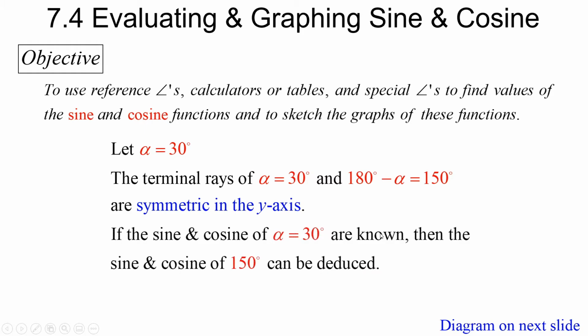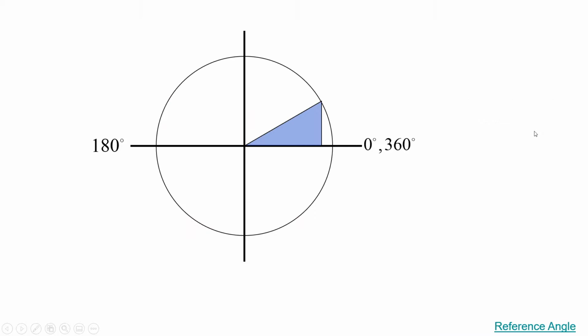Anyway, here's where we're going. If the sine and cosine of alpha equals 30 degrees are known, then the sine and cosine of 150 degrees can be deduced. And that is the power of what we call reference angles right now. And I'll give you a definition of that in just a moment. So let's look at the picture of this.